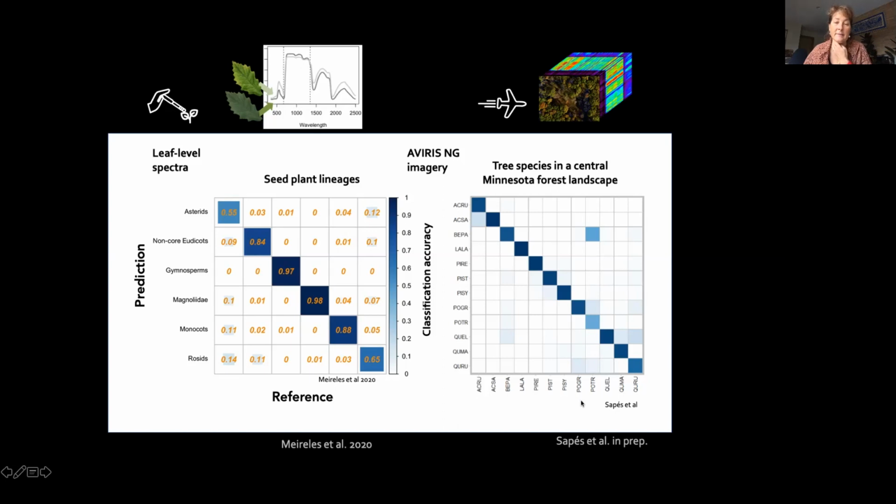Gerard Sapes, a postdoc right now, has been using spectra from tree canopies out at Cedar Creek Ecosystem Science Reserve. And these are individual species, and the dark colors indicate high accuracy in differentiating one species from another based on remotely sensed reflectance spectra. So this works not only at the leaf level, but also at the canopy level with those same kinds of sensors, but on airborne platforms.